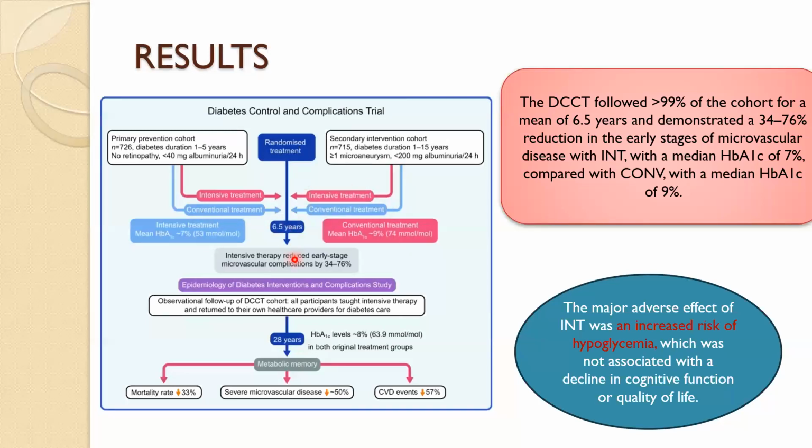As they were followed up, what they found was that intensive therapy reduced early stage microvascular complications by a whopping 34 to 76%. Now that is huge. The intensive therapy cohort had a median HbA1c of 7%, while for the patients on conventional therapy, the median HbA1c was 9%. Intensive therapy was largely safe, except for an observed increased risk of hypoglycemia, but this was not associated with a decline in cognitive function or quality of life.